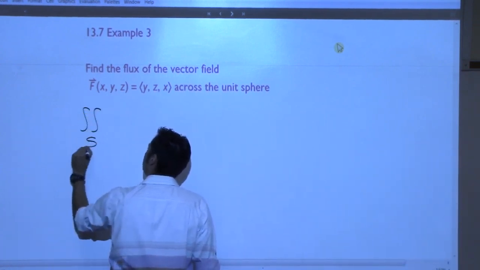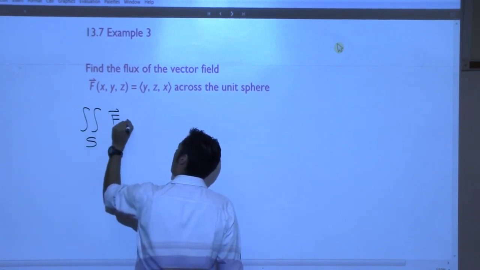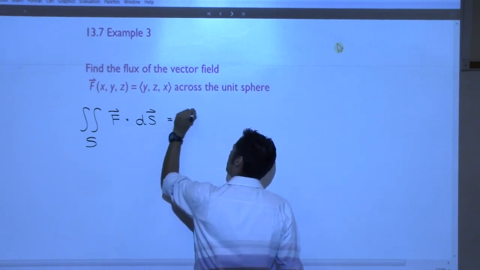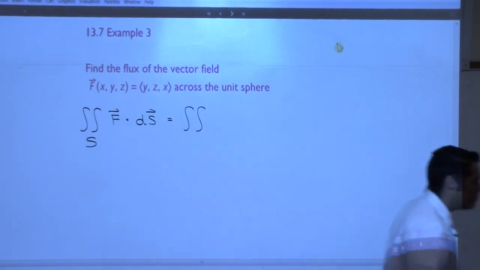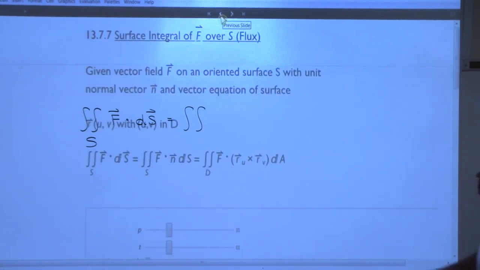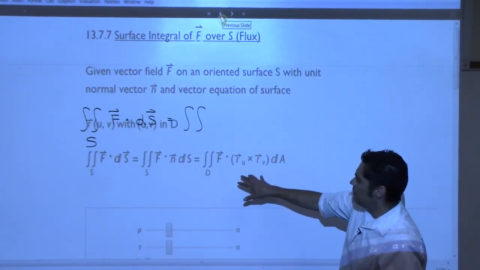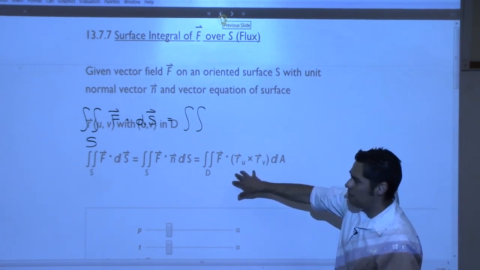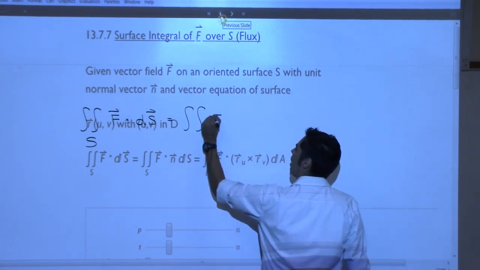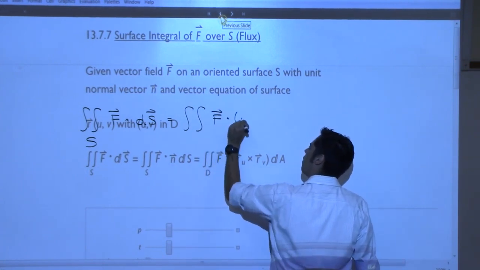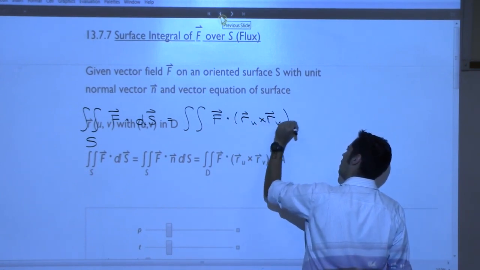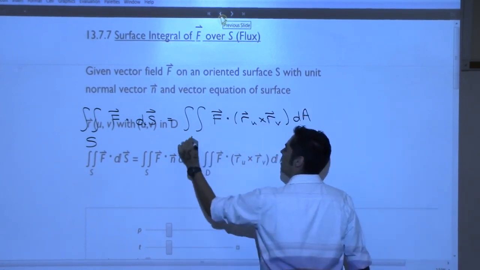Double integral over S of the vector field dotted with dS, which is a double integral, and go back to the formula. I only pointed out one of the two formulas. The one I'm going to use mostly in here to begin this is this one right here, okay? We will use that one sometimes. So F dotted with the partial of R with respect to U, cross the partial of R with respect to V, dA, and this will be over D.